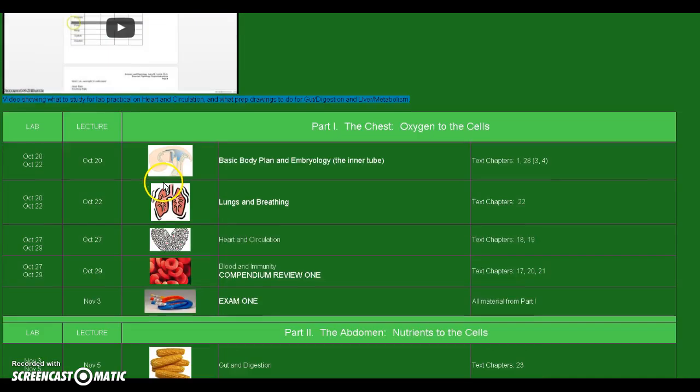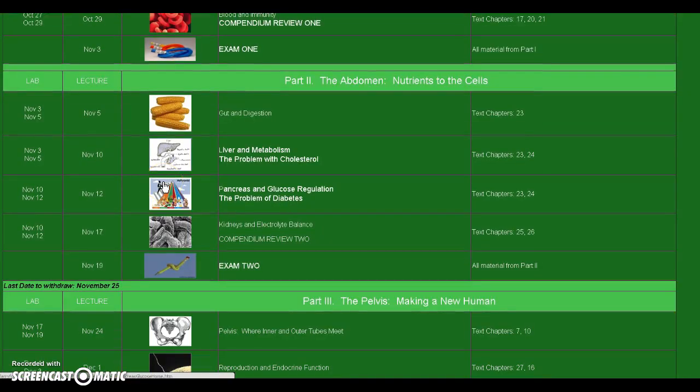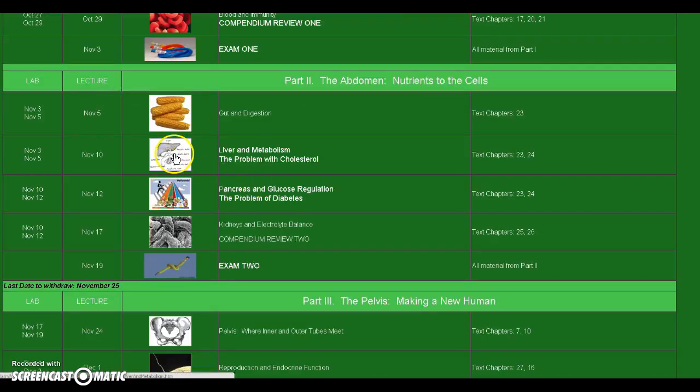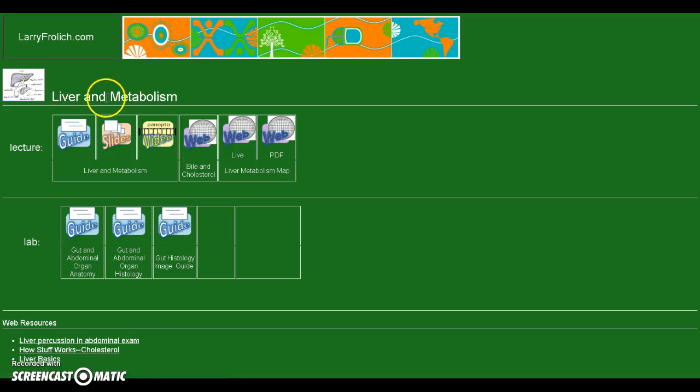On the course website, be sure you're following along with the wish list for these structures. Under your gut and digestion, remember we just have the food testing lab for lab. The anatomy and histology wish list is under liver and metabolism, and there it is: gut and abdominal organ anatomy and gut and abdominal organ histology.